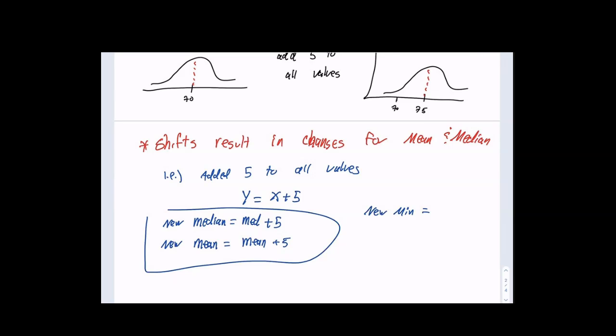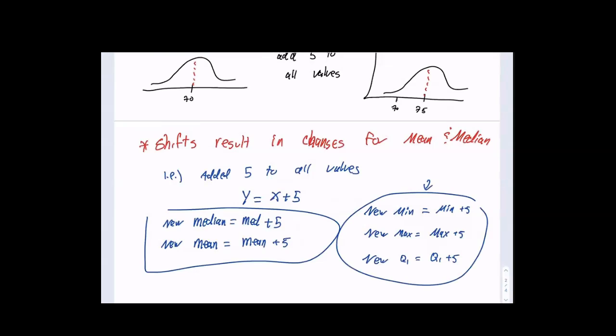Don't overthink it. My new minimum would be the old one plus 5. What about my new maximum? Max plus 5. What about my new Q1? Q1 plus 5. And you get the idea. These values change with the transformation.